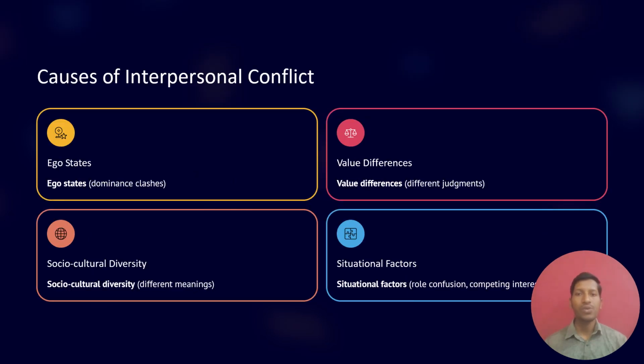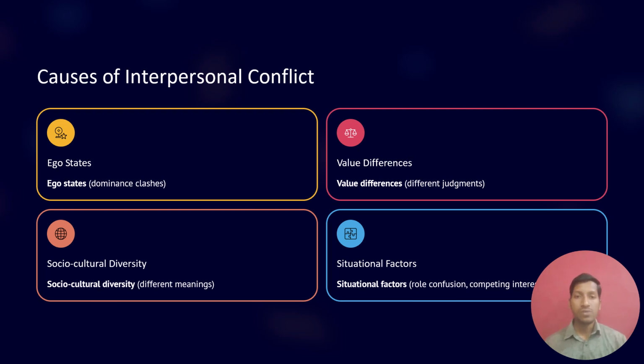Now, let's look at the human variable. First, we have ego states. This refers to how a person thinks and behaves at a specific time. If two people are in incompatible ego states, for example, both trying to be the dominant boss in a conversation, conflict is inevitable. Second is the value system. This is the personal philosophy each person uses to judge a situation. Two people can look at the exact same problem but suggest different solutions because their values are different.